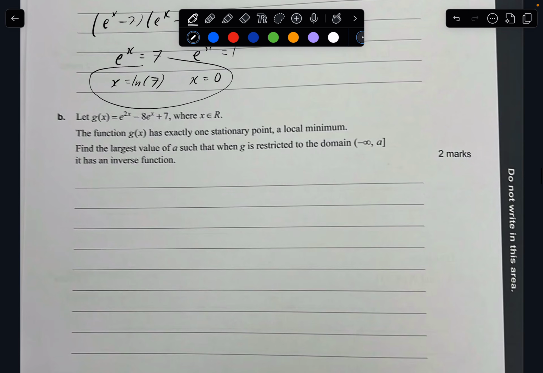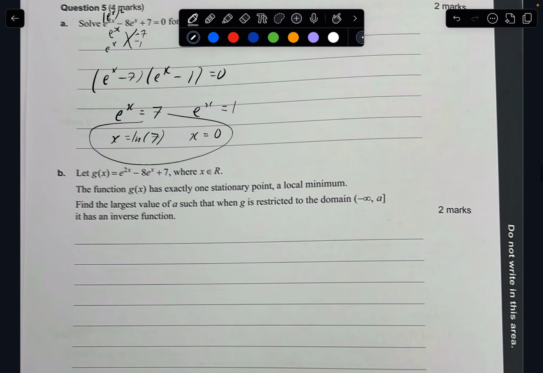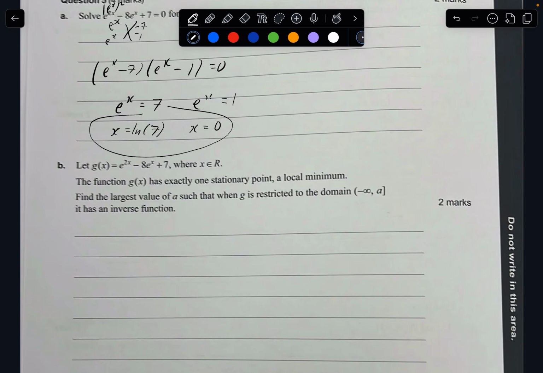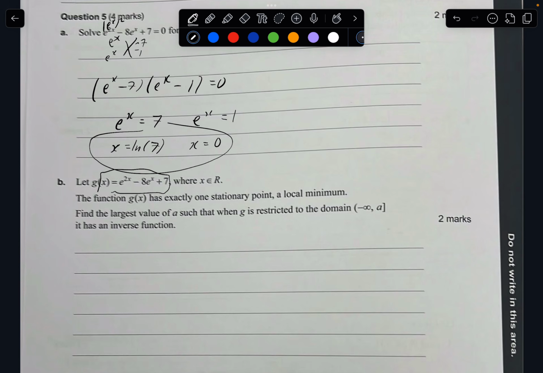Let g of x equal that, where x is an element of all real values. The function g has exactly one stationary point, which is a local minimum. Find the largest value of a, such that when g is restricted to the domain, it has an inverse function. So if it has one stationary point and it's a local minimum, we basically need to solve for that minimum.